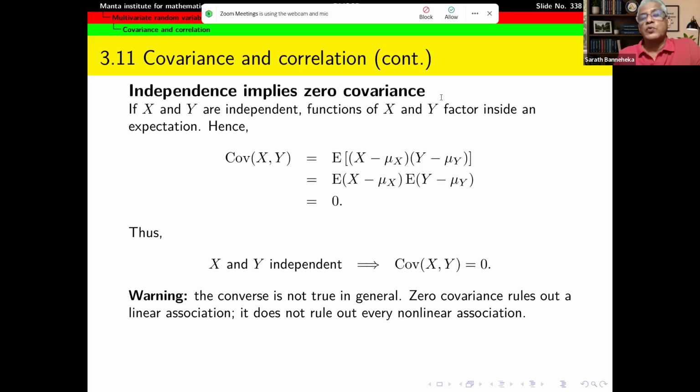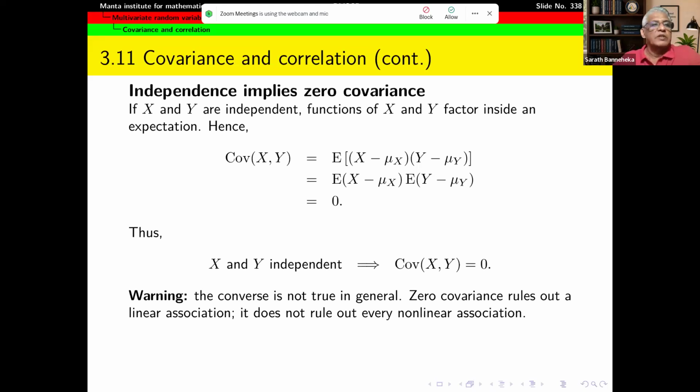Independence implies zero covariance. It's very easy. If you look at the definition of the covariance, it is equal to this one. Because x and y are independent, this term x minus mu x is independent of y minus mu y. Therefore, the expected value of the product can be written as the product of expected values. And therefore, expected value of x minus mu x is zero. Expected value of y minus mu y is zero. Therefore, this will be zero. That is one way to look at it.